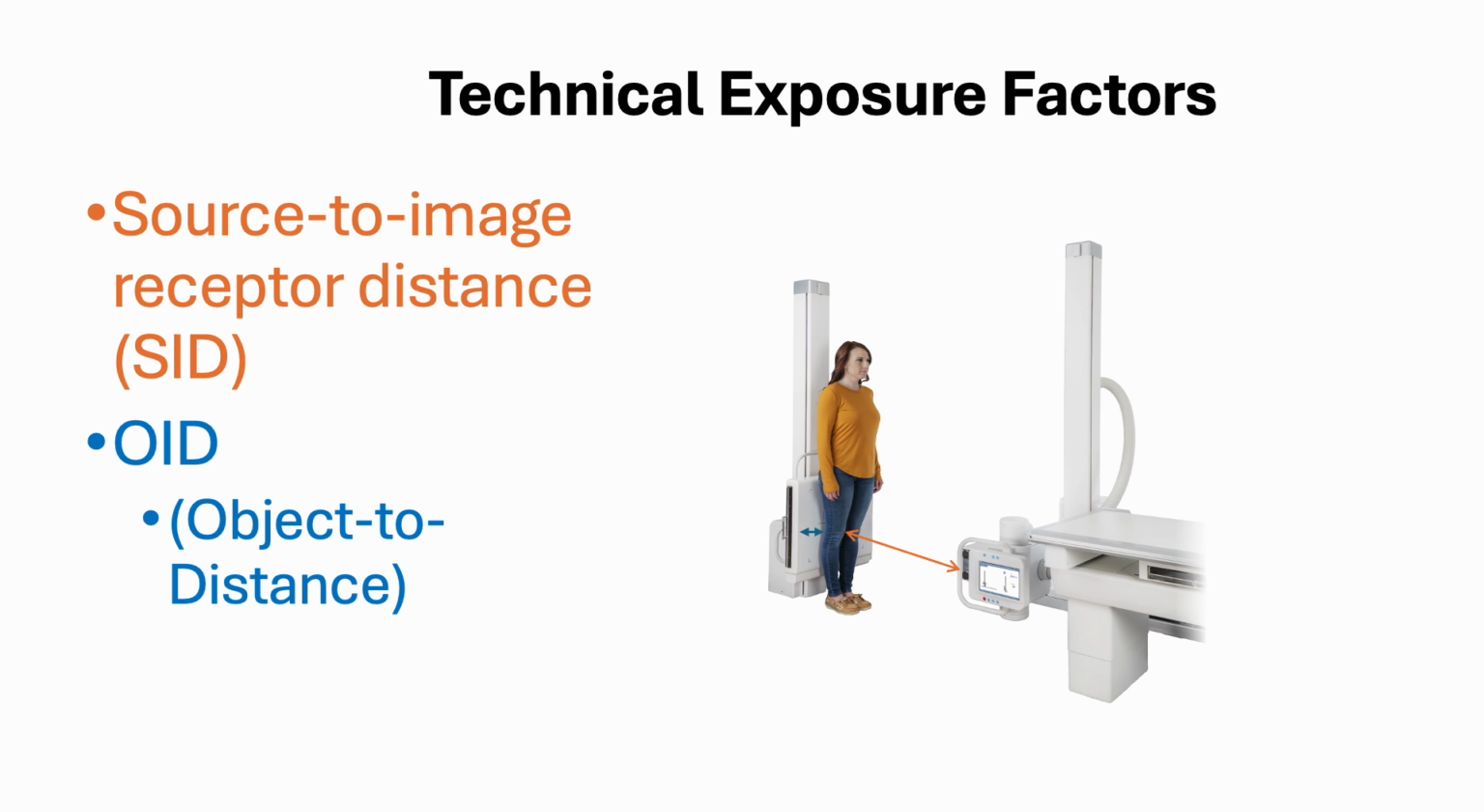We have what we call OID. OID is object to image distance, if I remember correctly. It is the distance between the anatomy and the wall bucket. Okay? Body to the bucket. So we have a distance from the X-ray tube to the wall bucket, and we have a distance from the body part to the wall bucket. Okay? And I will give you a formula for that.